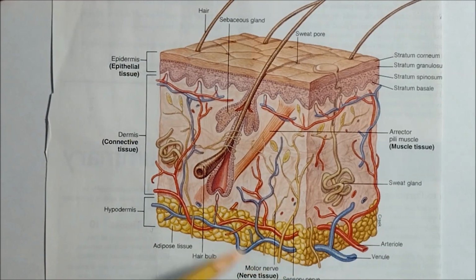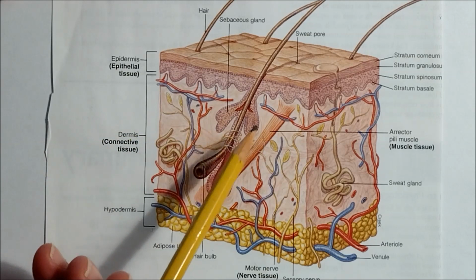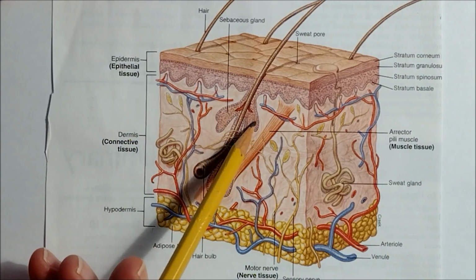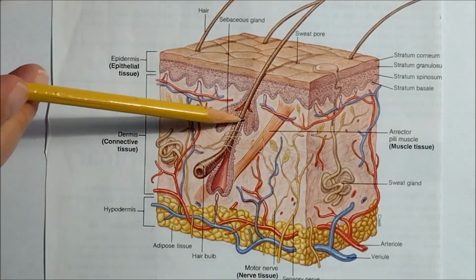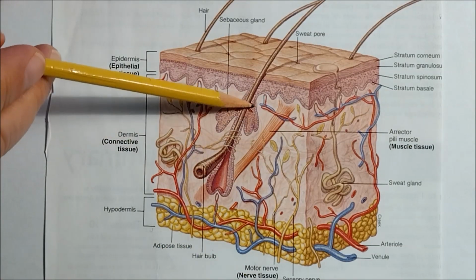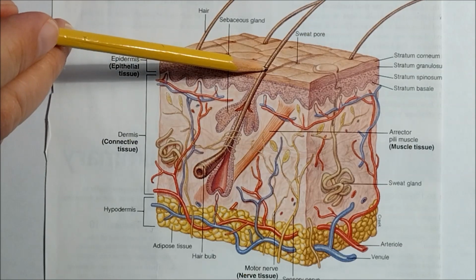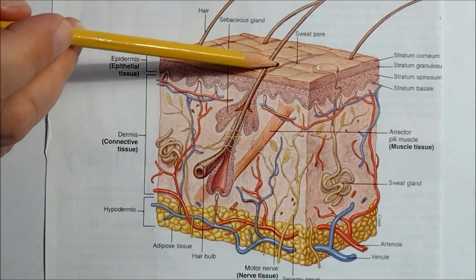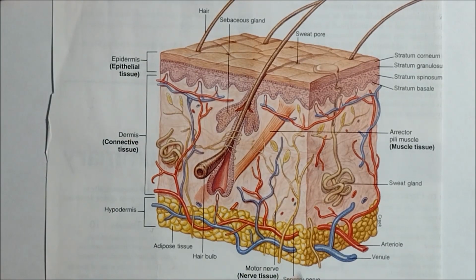Let's see what else we have here. This obviously is a hair follicle, right? And in conjunction with the hair follicle, we have oil glands. And the oil glands secrete or release their oil out onto the skin, just like this, through a little pore up here. And as the oil comes out onto the skin, it makes it more flexible and soft. So we can thank the oil gland for that.